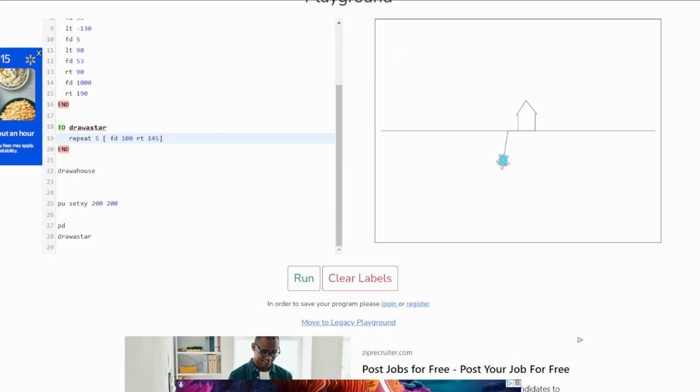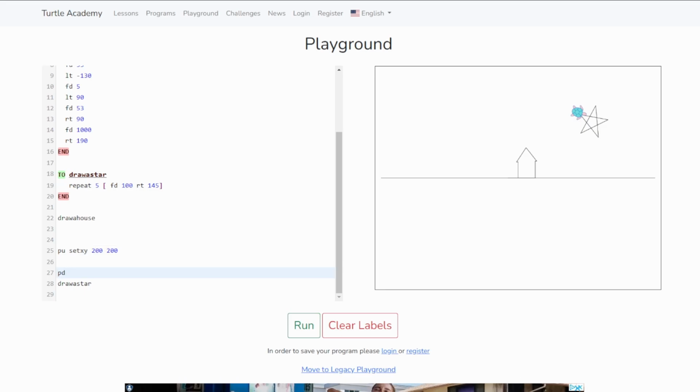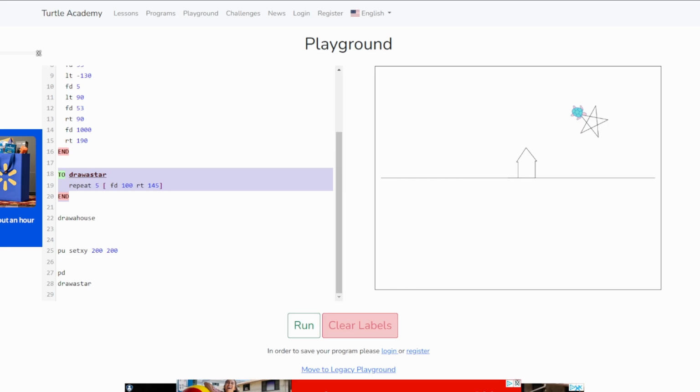So it'll draw the house, move it over here, and then do this. And as you can see, it drew the house, it set the X and Y coordinate to here, it put the pen down, and then it did that function. And I guess that's kind of all.